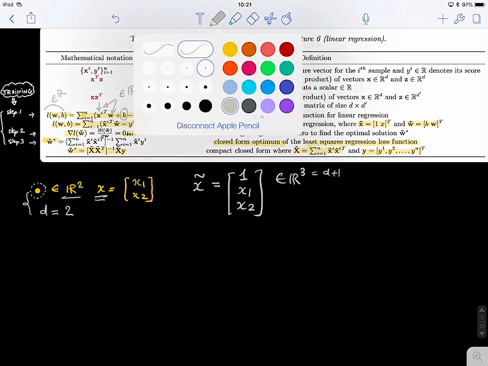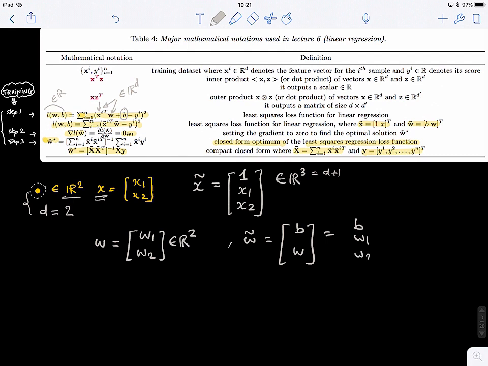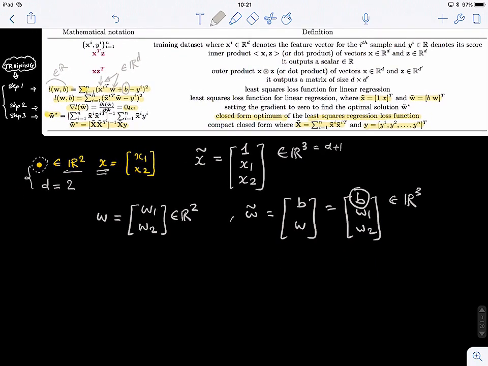Now, for the W, what will we have? The original W also belongs to R^2, okay? But for the W tilde, what did we have? We have the B and the W. So here it will be B, W1, W2. So it belongs to what? To R^3, because B is a scalar. Now we defined our matrix X tilde.